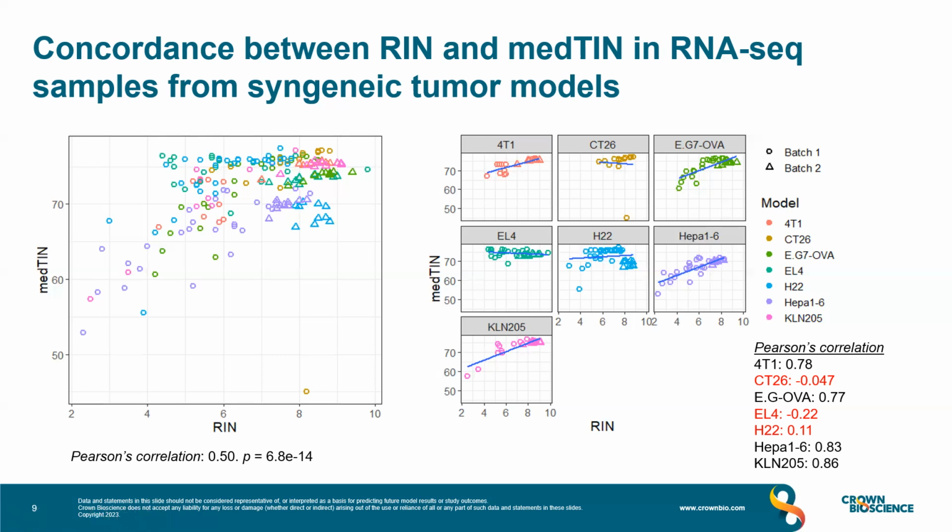We also noticed one CT26 sample with a high RIN value, but an extremely low median TIN score. Further analysis, which I'm going to show later, confirmed that this sample was actually of low transcript integrity, which would not have been detected if we used RIN as the only metric for sample RNA quality.